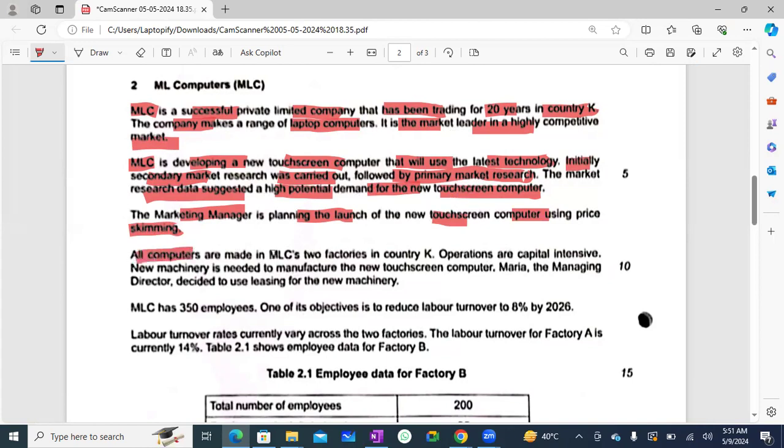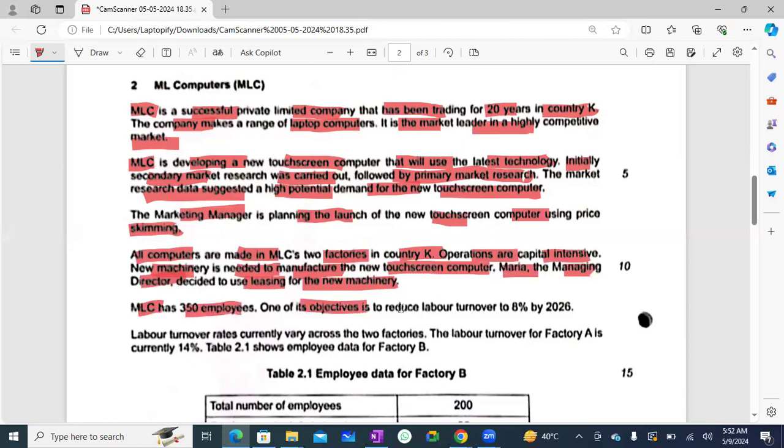All computers are made in MLC's two factories in country K. Operations are capital intensive, and new machinery is needed to manufacture the new touchscreen computer. So here you can see that they need to raise finance in order to manufacture it. Maria, the managing director, decided to use leasing for the new machinery. If they are confirmed about the rising demand for the new computer, they can purchase their own machinery also. MLC has 350 employees.